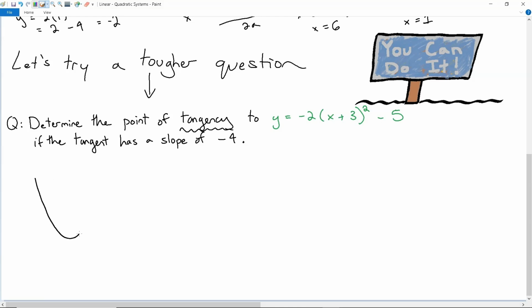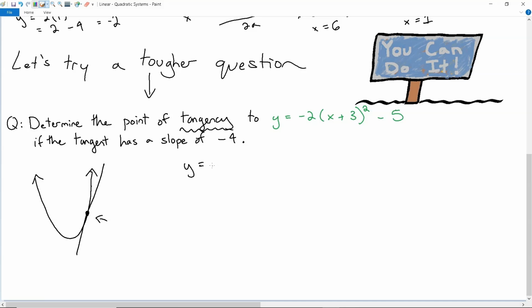So if I have a quadratic and I have a line that's tangential to a point, let's pick a random point here. That means that that line, or that tangent, represents the instantaneous slope at a single point. And this is a concept that you'll dive into more in grade 12 math. But for the purpose of this question, we just have to understand that if we're dealing with a tangent, we're dealing with one point of intersection on a quadratic equation.